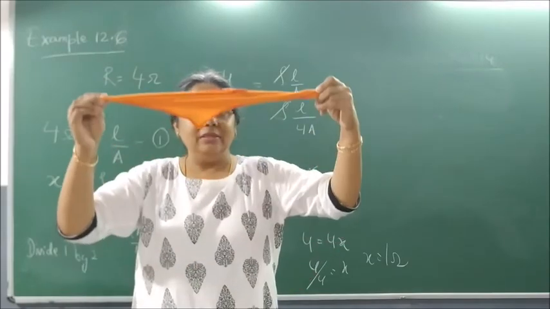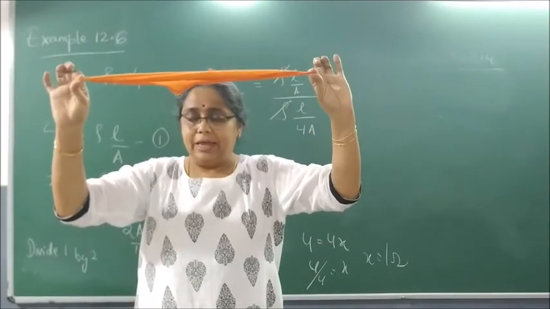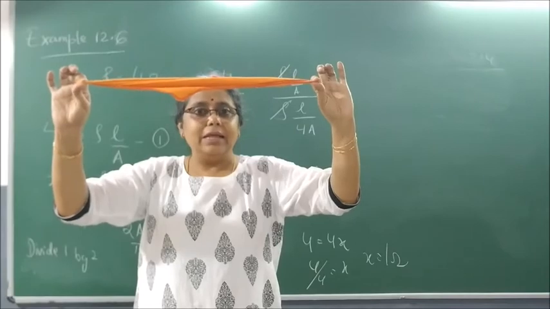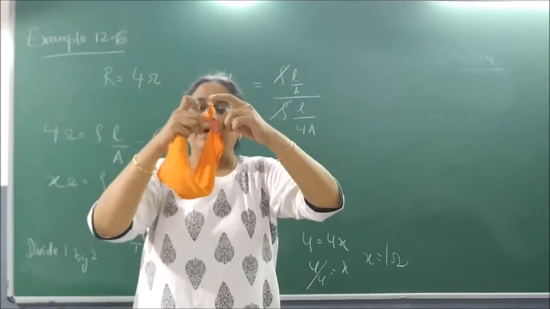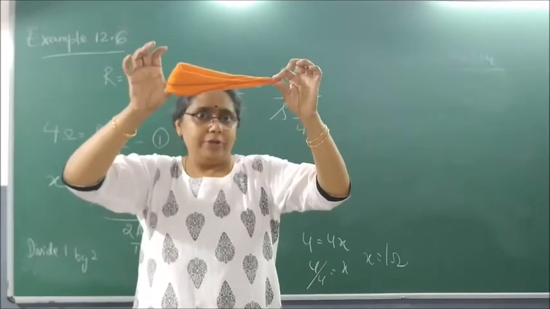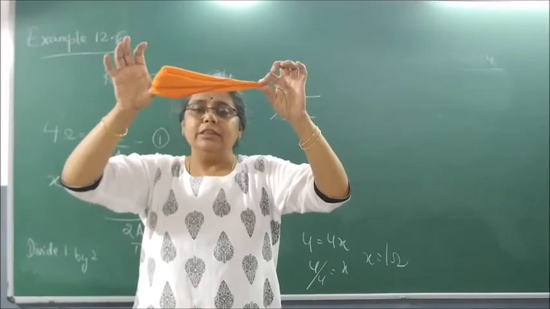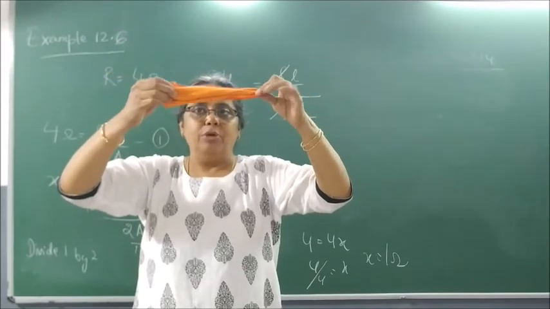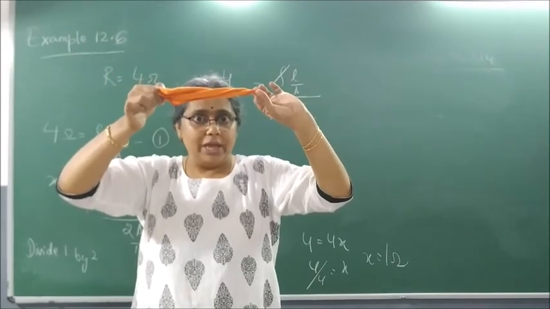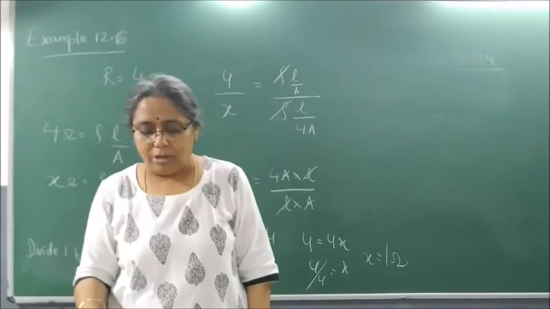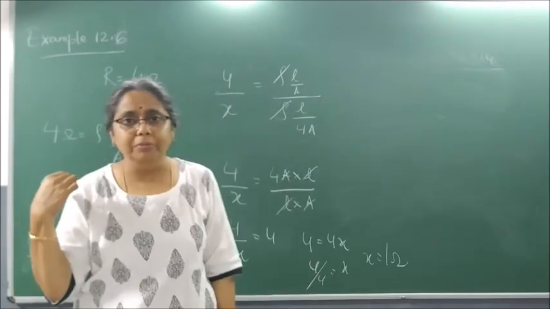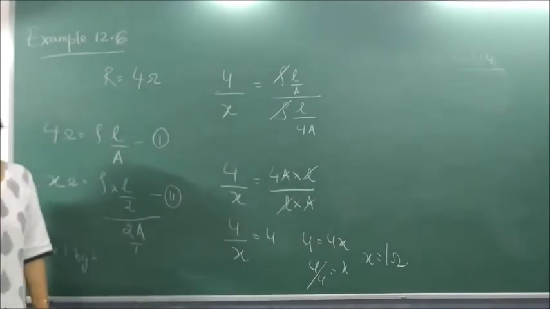If the length is more, this area is A and length is L. If I make the length half, I folded it, so length becomes L by 2. Area becomes 2A. Okay. Please write this problem and we can start with the next one.